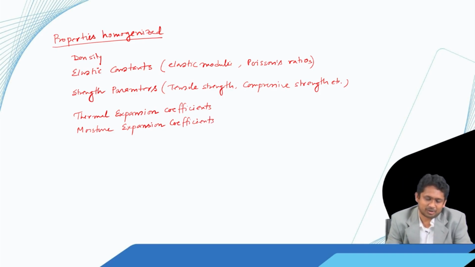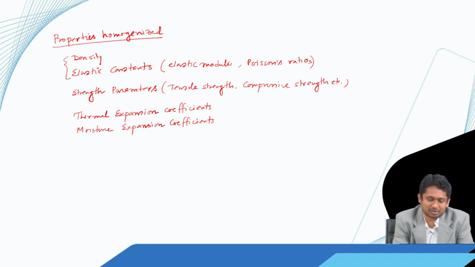Now, in this week we will focus mainly on these two parameters. Later on, further when we discuss about the failure of composites, then we separately discuss the micromechanics related to the various strength. Similarly, when we separately discuss thermal and moisture effects, at that time we will discuss the micromechanics which is relevant to this thermal and moisture expansion coefficient. So, this week focus mainly on density and the elastic constants.